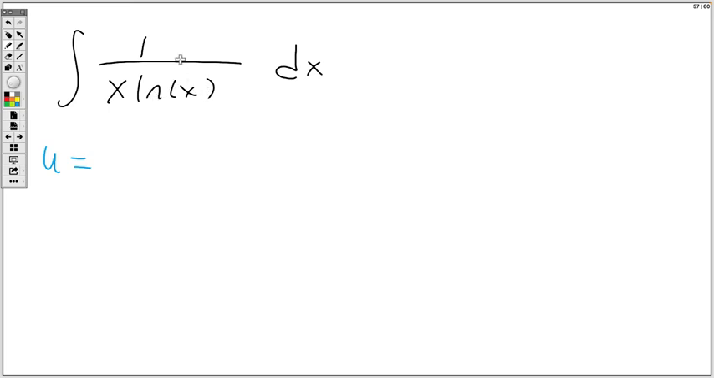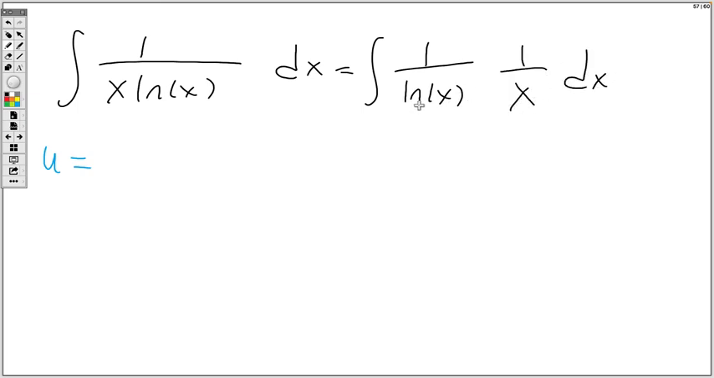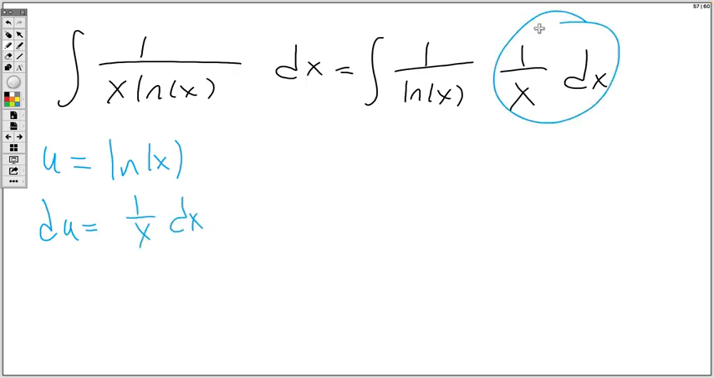So once again, you may recognize that you've got a 1 over x here. And 1 over x is the derivative of natural log. Or you just try things. You let u be the denominator, let u be other things. But if you finally let u be natural log x, the du then would be 1 over x dx, which you recognize is there.